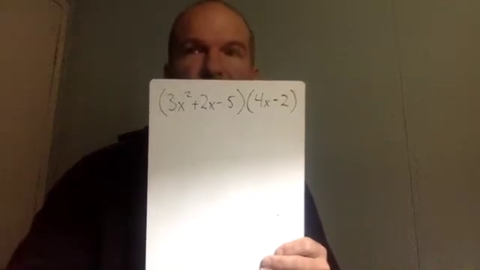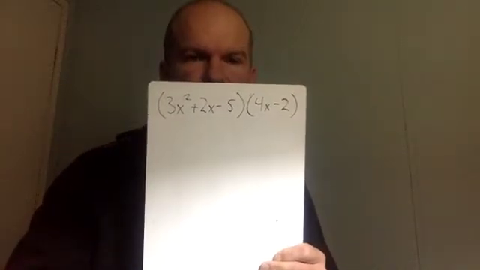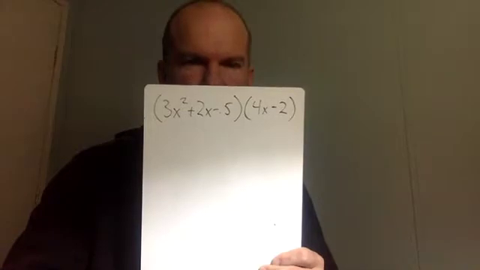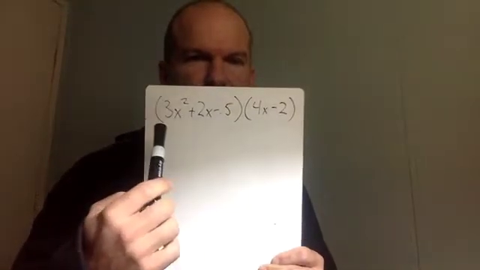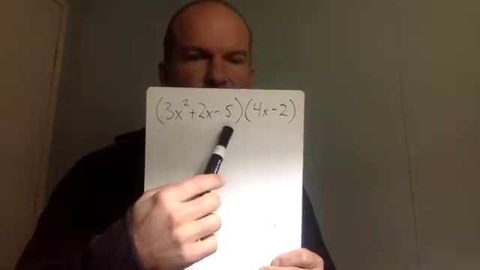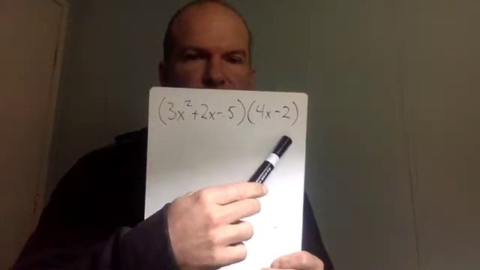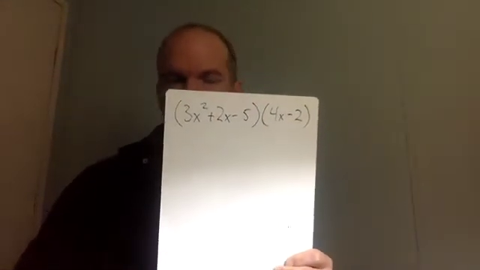All right, we're going to multiply more polynomials today. They're just going to be a little bit larger. This is a trinomial. There's three terms in that parenthesis, and this is a binomial. So we have to multiply those together.